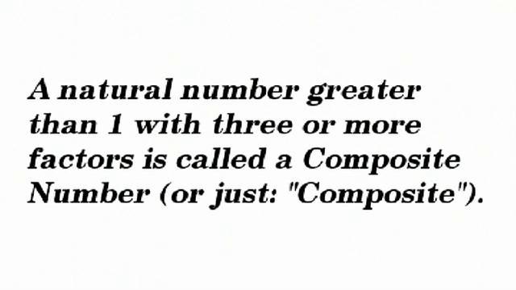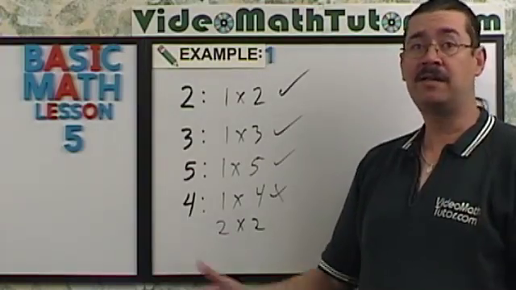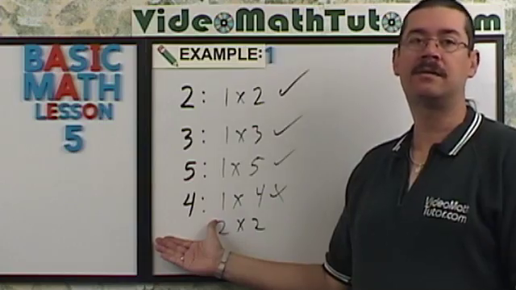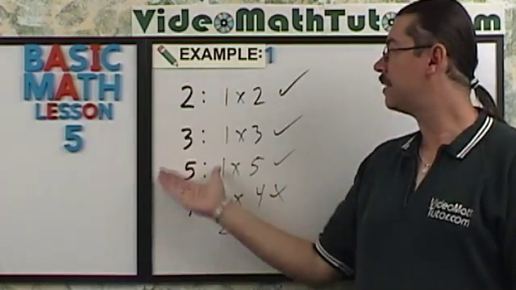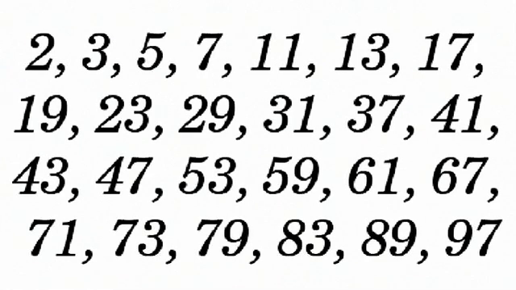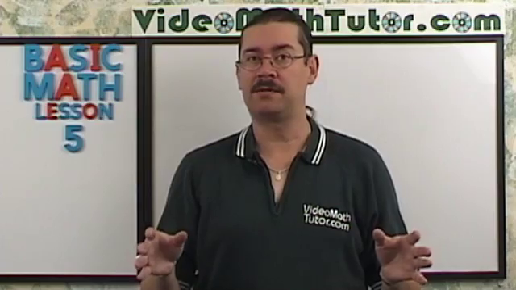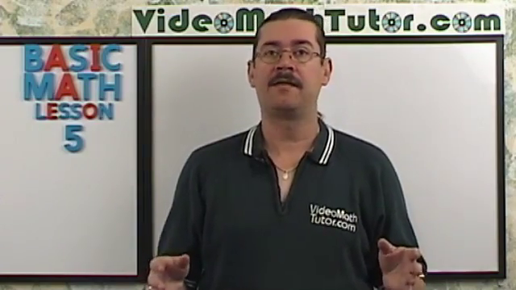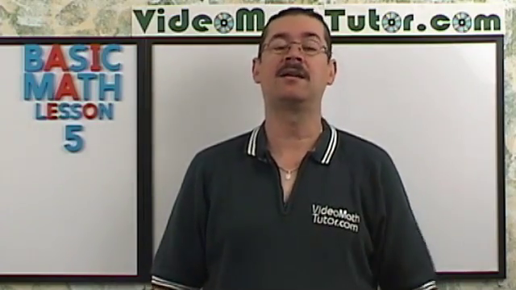A natural number greater than 1 with 3 or more factors is called a composite number, or just composite. So going back to this example, 4 is a composite, whereas these right here are prime. Here is a list of all prime numbers that are less than 100. All other natural numbers, except 1, that are not in that list are automatically composites.